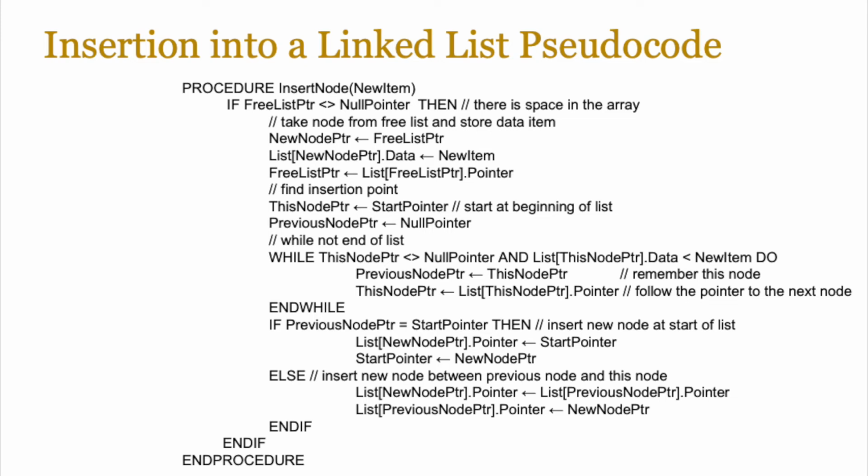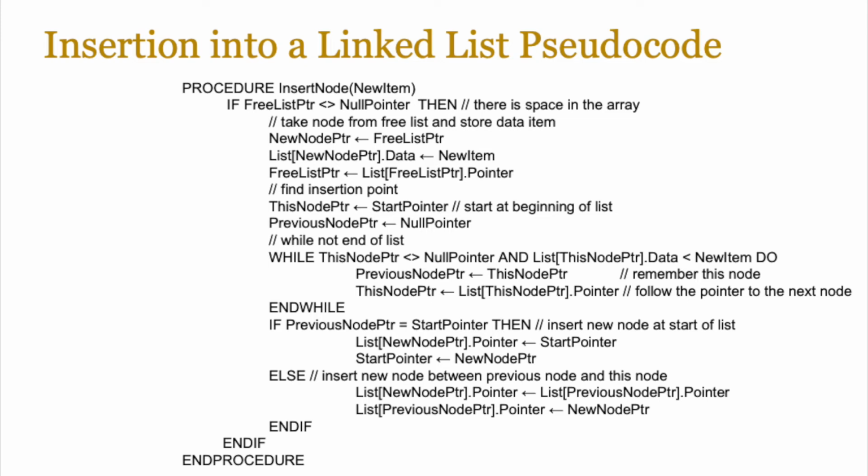So if the free list pointer was 0, then the new node pointer becomes 0, and the list 0.data contains the new item. Now we could just simplify this and simply use free list pointer there, that's fine as well, but it's much more efficient for us to create new variables so we don't end up being confused and end up altering the value of the free list pointer later on.